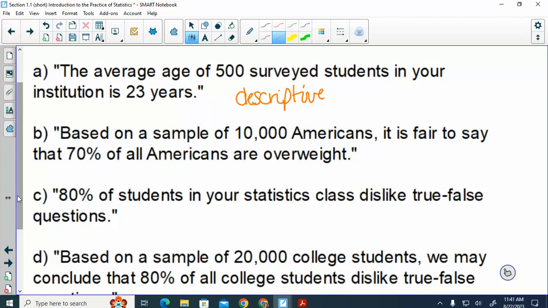Based on a sample of 10,000 Americans, it is fair to say that 70% of all Americans are overweight. Inferential, because I did not survey all Americans, but I'm making a guess about all of them.